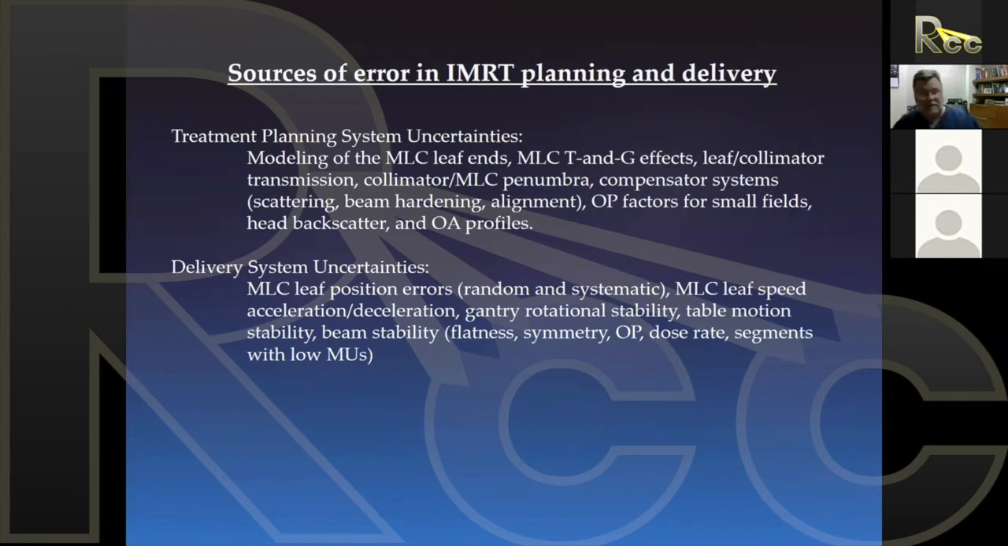So this does give us a lot of tools, but we just have to be cognizant of why we're doing this work. And I think if we go back to one of the early slides where I said we want to assure ourselves that what we're delivering is what we told the physicians, what we planned on the planning system, that those two coincide.